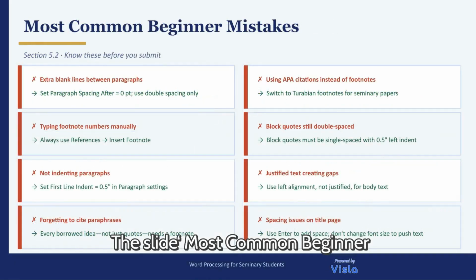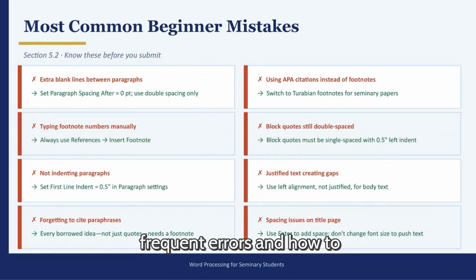The slide Most Common Beginner Mistakes highlights 8 frequent errors and how to correct them. First, extra blank lines between paragraphs. Set paragraph spacing after to 0 and use double spacing only. Second, using APA citations instead of Turabian footnotes. Switch to footnotes under the References tab.